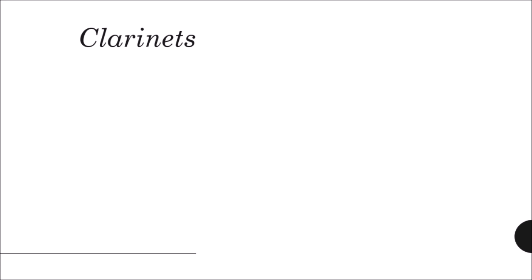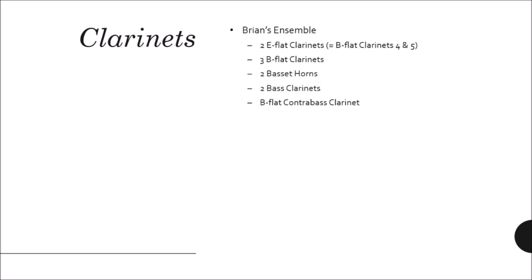Let's go to our clarinets. So this is what Brian uses. 2 E-flat clarinets. They also equal B-flat clarinets 4 and 5. 3 B-flat clarinets, 2 basset horns, 2 bass clarinets, and a B-flat contrabass clarinet. And believe it or not, if we look at this, this actually looks very similar to a large wind band setup.